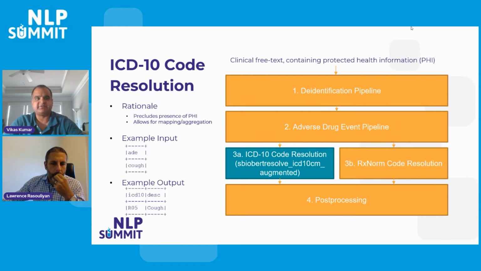So here we have as an example the output from the previous stage, which is cough. And as an example output of the ICD-10 resolution, cough would be mapped to its ICD-10 code, which is R05, and then having the corresponding description for that code, which in this case happens to be also cough, but is denoted here with a capital letter to note that it's not from the text, but it's actually the description of the clinical code provided by the World Health Organization.